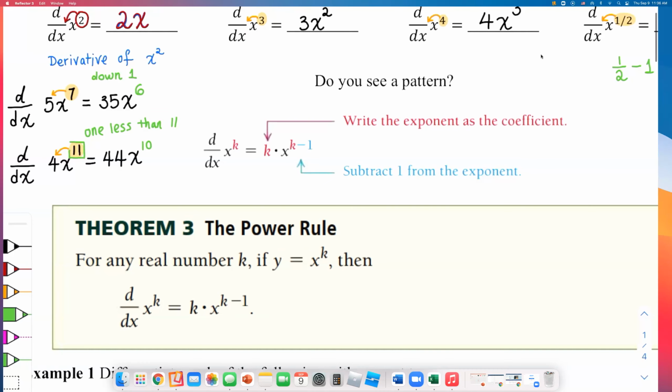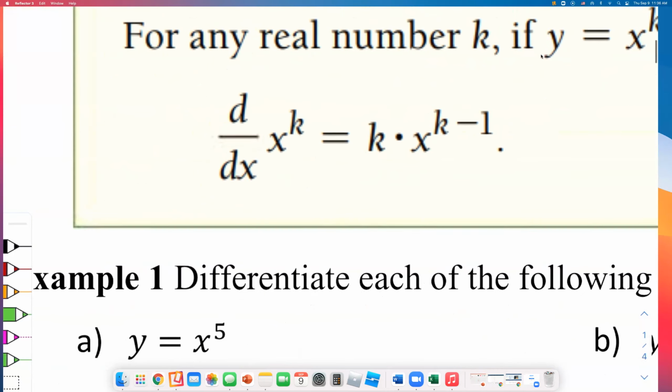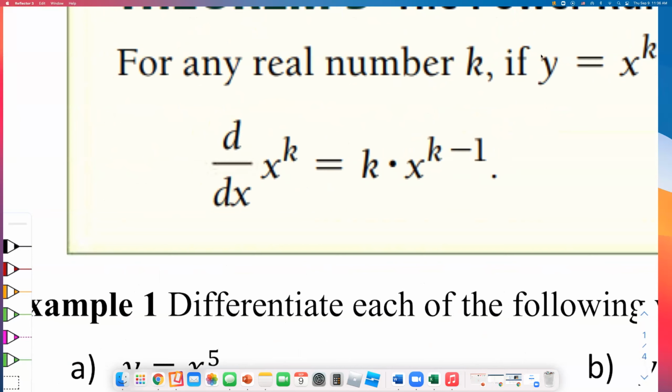The power rule states that if you are finding the derivative of x to the kth power, what do you do? You bring down that exponent k to the front. That's why we have this k in the front. And what about the new exponent? The new exponent will always be 1 less than the original exponent of k. So that's what it is.